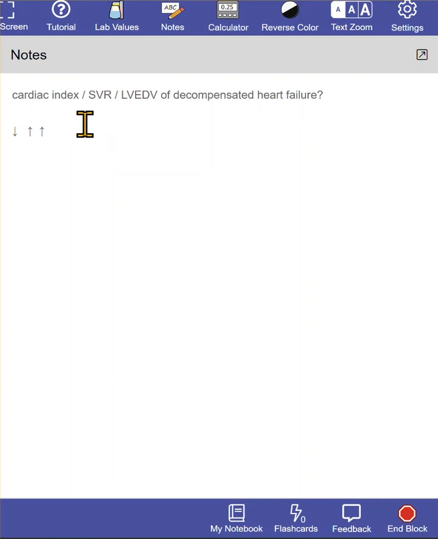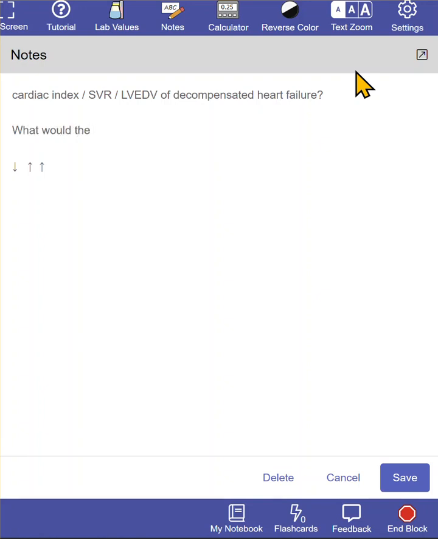Cardiac index. So these are 3 categories. And so we have cardiac index, systemic vascular resistance, and left ventricular end diastolic volume of decompensated heart failure. So what would the arrows do? So for cardiac index, would it go up or down with decompensated heart failure? Obviously down.